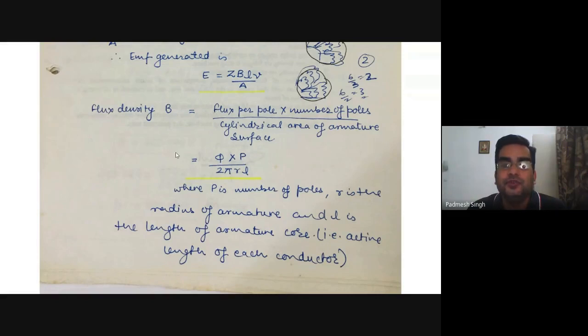Now we will substitute this value in the above equation, and then we get, here we have substituted the value of B as phi P upon 2 pi RL.